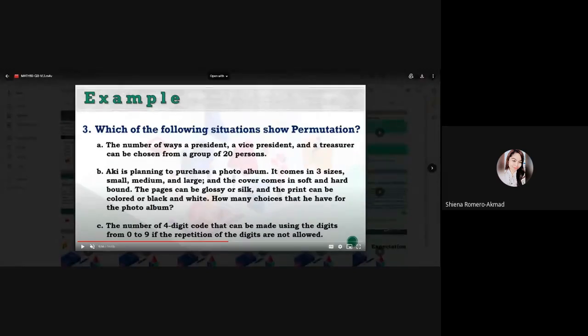Or is it letter C, the number of four-digit codes that can be made using the digits from 0 to 9, if the repetition of the digits is allowed? So which of those three is it? Tell me the letter, which one is the permutation.